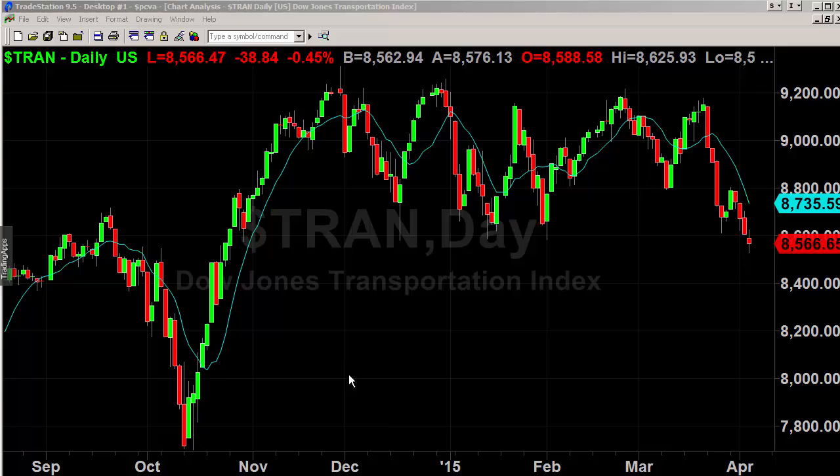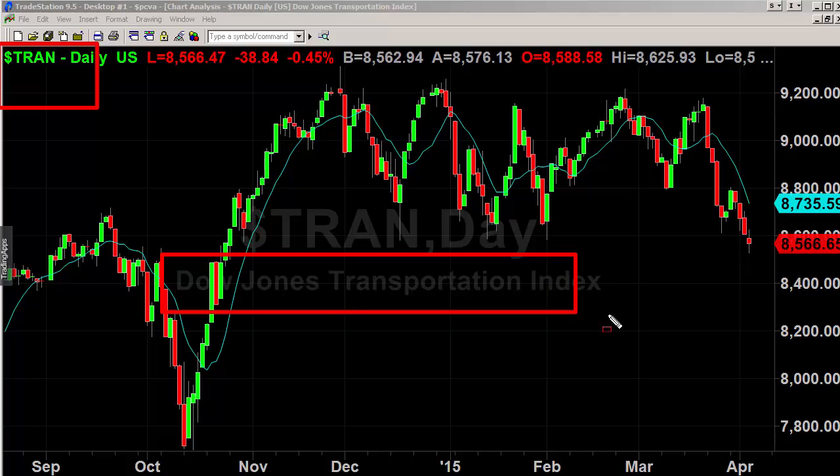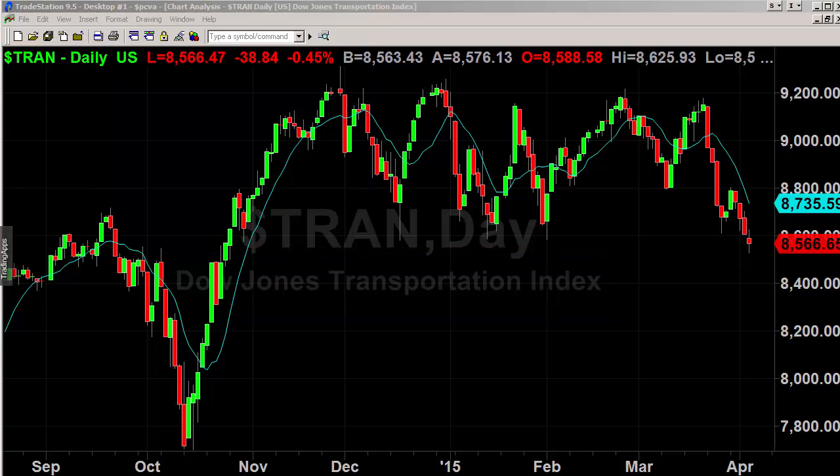So when we're first looking at this in TradeStation, the first thing that you want to make note of is that we are using the symbol $TRAN. It has a watermark behind it that will tell you what this exactly is, or you can also look to this upper header part of your charts. It's important to note in this case that we're looking at the Dow Jones Transportation Index because there are several ways to look at the transports. So we know we're using $TRAN.